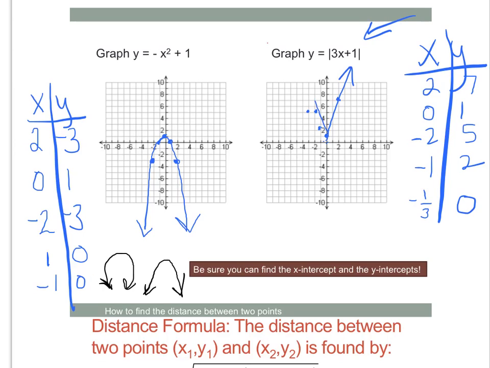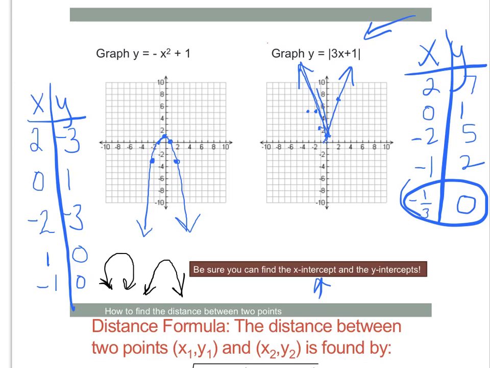Okay, absolute values turn out to be these. And that V, the vertex, I'm not real great at drawing on my iPad, but the vertex should actually be at negative 1/3, comma 0. This is the vertex of the V. Okay, which is the x-intercept, you can tell.